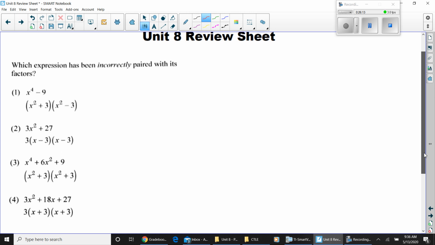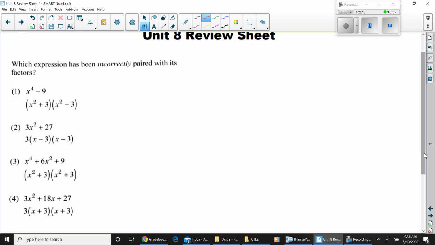So this problem right here says which expression has been incorrectly paired with its factors. So just remember, try each one. Start with whatever one that you want to start with and see if you could kind of work it out. And we'll come back. Press pause now.